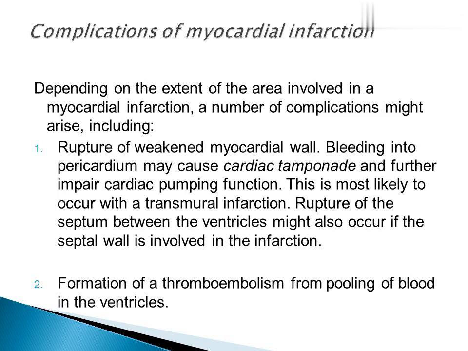Rupture of the septum between the ventricles might also occur if the septal wall is involved in the infarction. Formation of a thromboembolism from pooling of blood in the ventricles. Cardiac tamponade is pressure on the heart that occurs when blood or fluid builds up in the space between the heart muscle, myocardium, and the outer covering sac of the heart, pericardium.